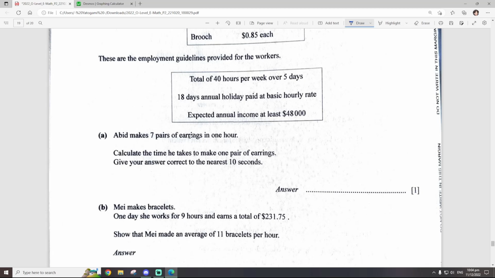Abi makes 7 pairs of earrings in 1 hour. How long does it take to make 1 pair of earrings? Well, we can convert hours to seconds, so we get 60 times 60 divided by 7. And if you convert this to the nearest 10 seconds, you'll get 510.